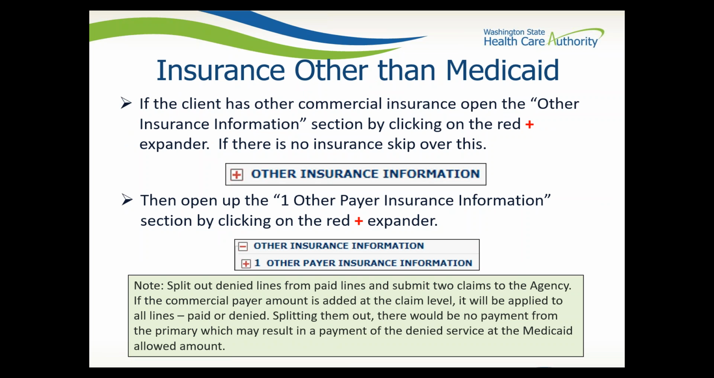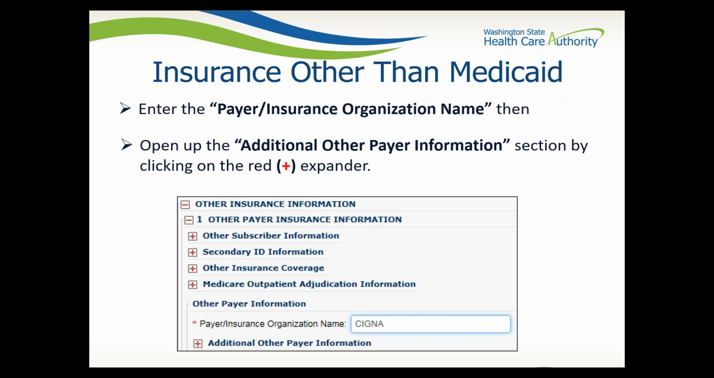If the Apple Health client has a commercial payer as the primary insurance, you will need to complete the other insurance fields by clicking the red plus sign to open this section. Click the very next plus sign for other payer insurance information. Skip down to the other payer information box and enter the commercial payer name. Once complete, expand the red plus additional other payer information section.